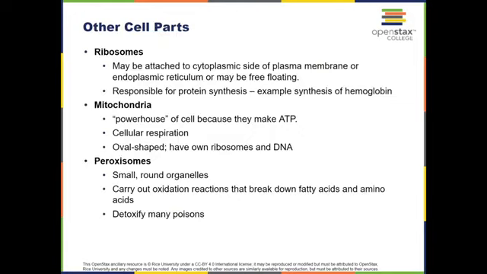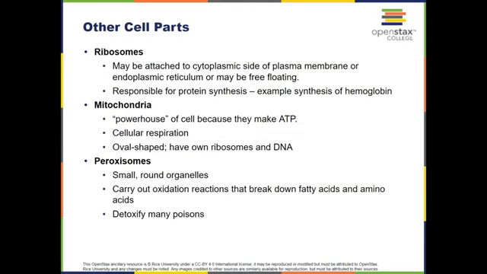Let's look at some other cell parts. We've talked about ribosomes, I've mentioned mitochondria, and even peroxisomes, but what are they? Well, ribosomes are small organelles. They can be attached to something, like the nuclear membrane or the rough endoplasmic reticulum, but some are free-floating. They're responsible for protein synthesis, so anywhere you find them, like on the rough endoplasmic reticulum, that structure probably also has the function of protein synthesis. We're going to use ribosomes to make protein. An example would be the synthesis of hemoglobin, which is a specialized protein inside red blood cells. That protein would have to be made at a ribosome.